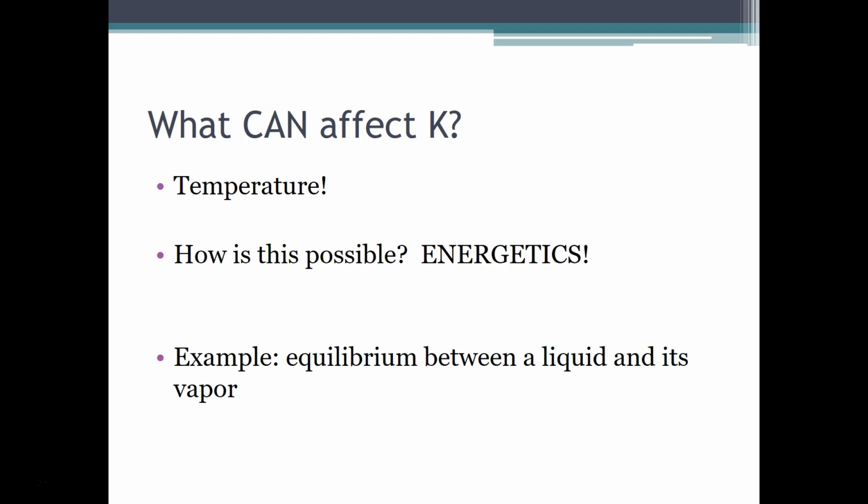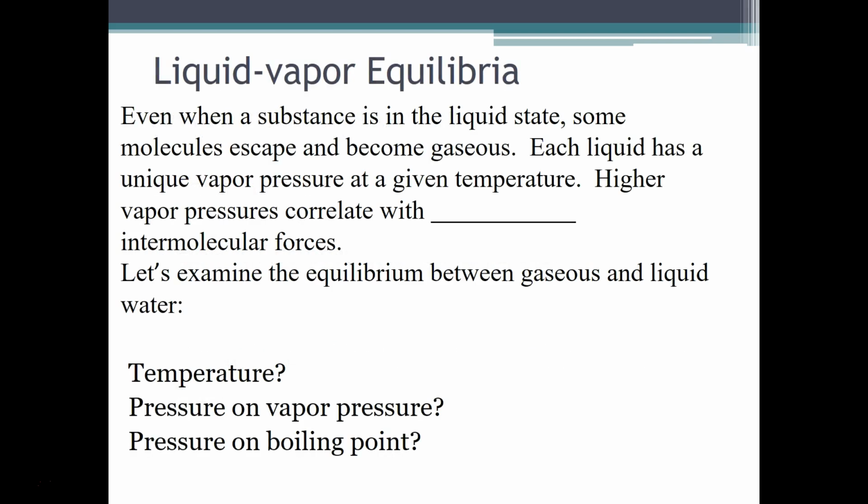By energetics. The available entropy and Gibbs free energy of reactants and products can have an effect on the value of K. And an example of this is an equilibrium between a liquid and its vapor. So even when a substance is in the liquid state, some of the molecules will escape and become gaseous. Each liquid will have its own unique vapor pressure at a given temperature. And of course, liquids that have weaker intermolecular forces will have higher vapor pressure. So let's examine the equilibrium between gaseous and liquid water. And that should be a double arrow there.